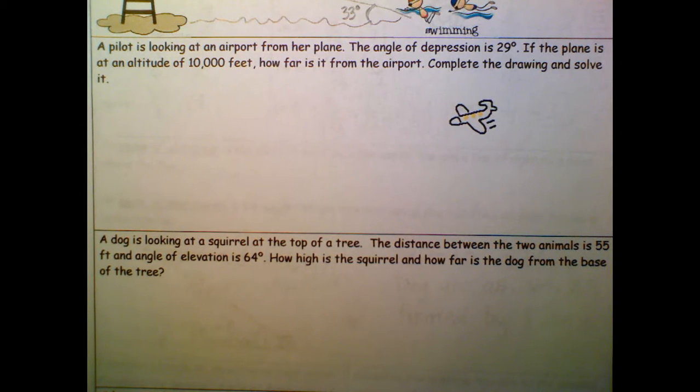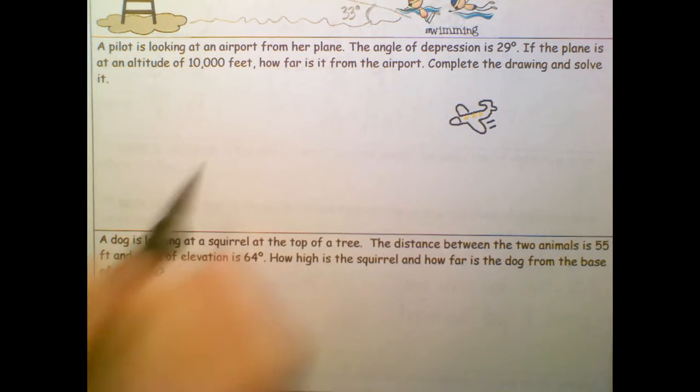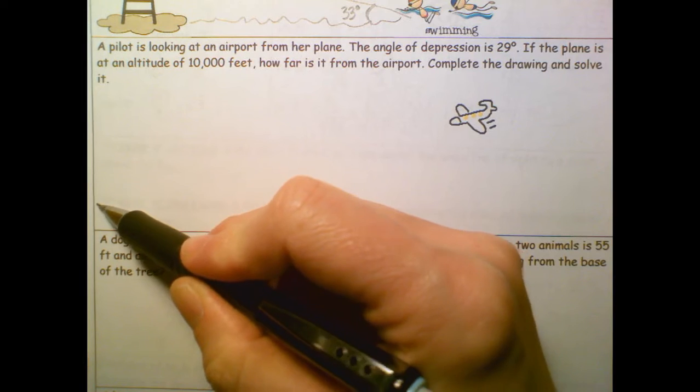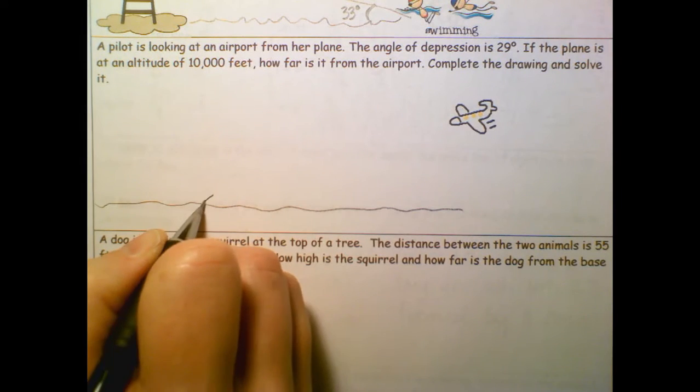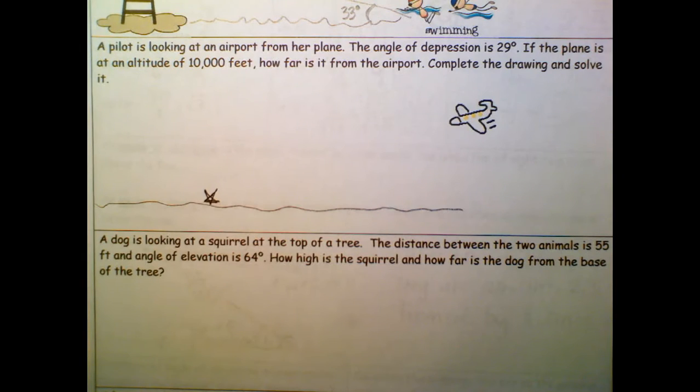Okay, next problem. A pilot is looking at an airport from her plane. The angle of depression is 29 degrees. If the plane is at an altitude of 10,000 feet, how far is it from the airport? Complete the drawing and solve it. Okay, so let's make a ground, I guess. All right, and then we'll just put the airport over here.